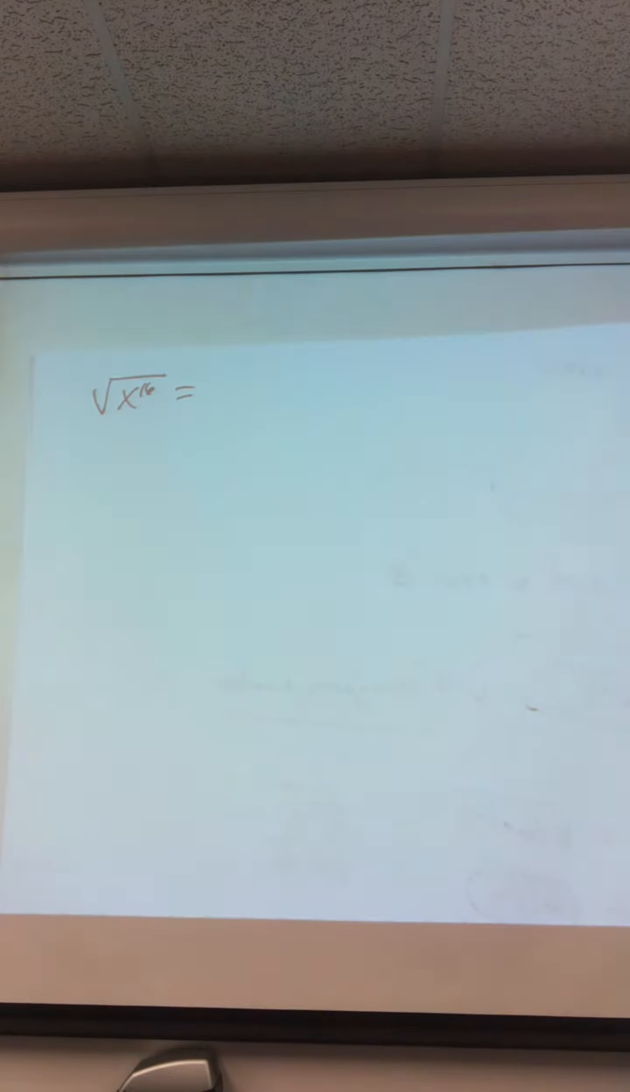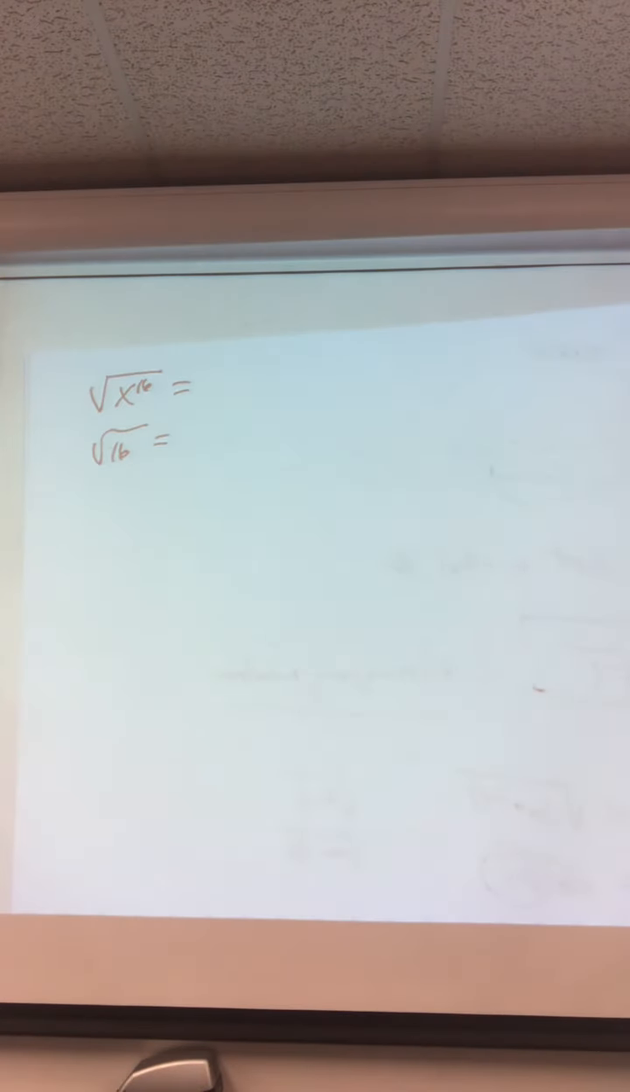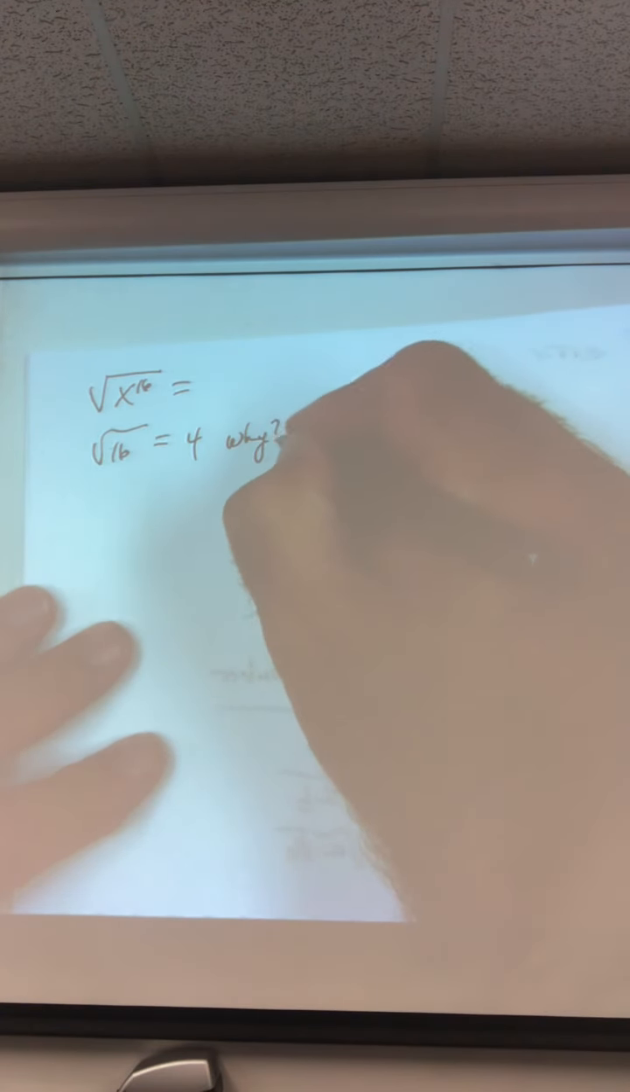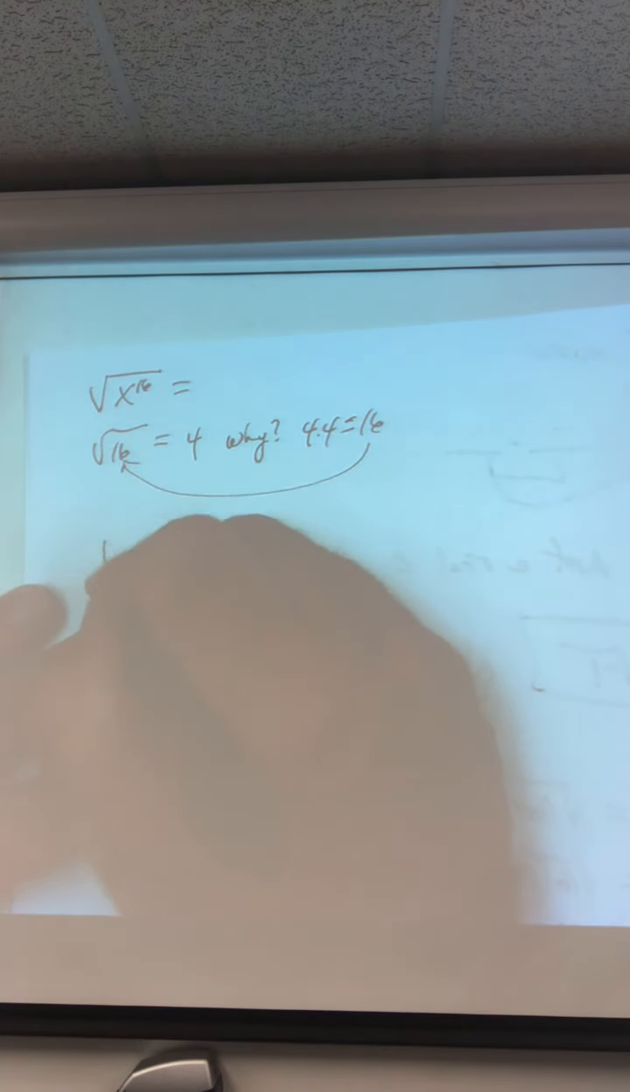So let's do this. Square root of x to the 16th, and then I'm going to do this one right under here, square root of 16. Let's do this one first. What's the square root of 16? 4. Why? Because if you take 4 times 4, what do you get? You get 16.